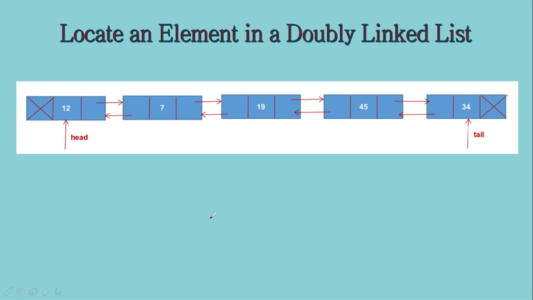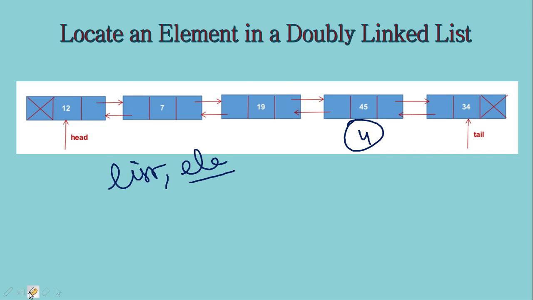Hi everybody, in this video let us discuss how to locate an element in a doubly linked list. The input for this operation will be the list and the element we are trying to locate. For example, if we are given a doubly linked list like this and we are trying to locate element 45, the code should return position 4, the place where it occurs. This is simply a linear search, right?